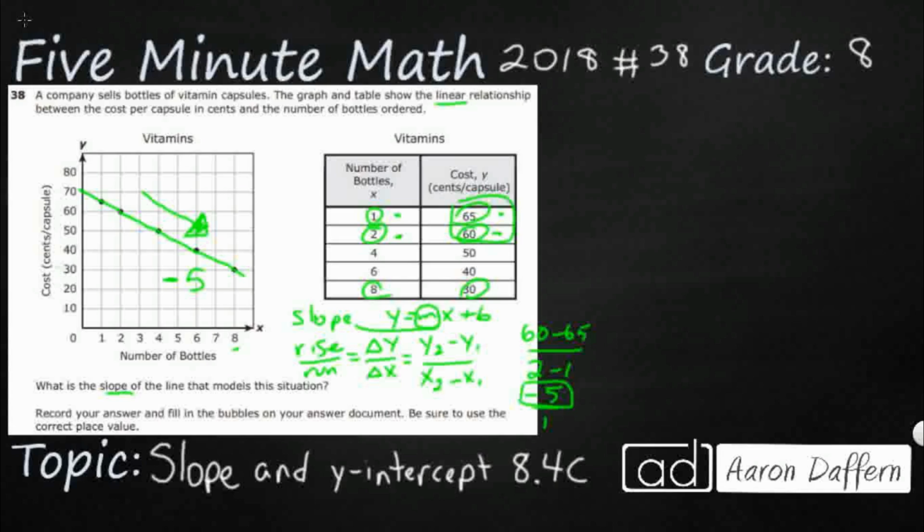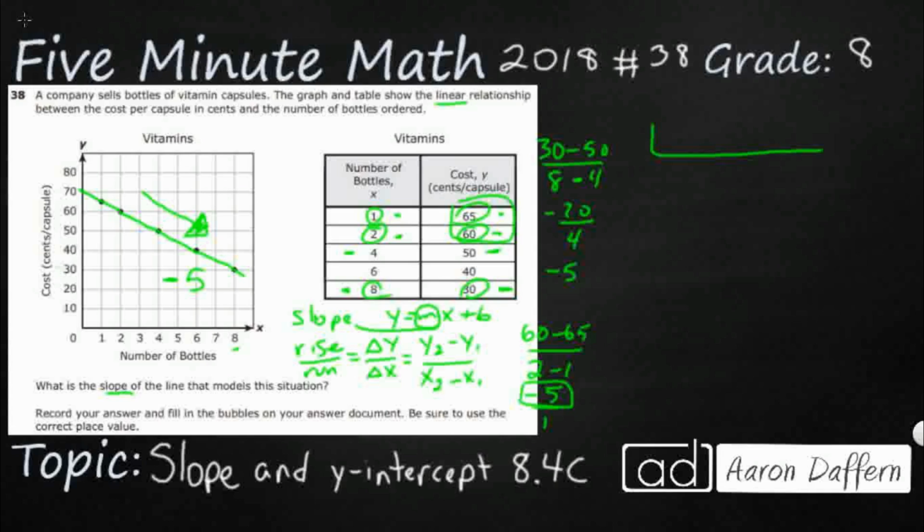Now, let's just pull two other random ones to make sure that's valid, right? So let's just do these two right here. So I'm going to do my y's. I'm going to do 30 minus 50 over 8 minus 4. So that's going to be negative 20 over 4. 4 goes into 20 5 times. Yeah, it's negative 5. Okay, so it doesn't matter which x and y you choose. You're going to be good.